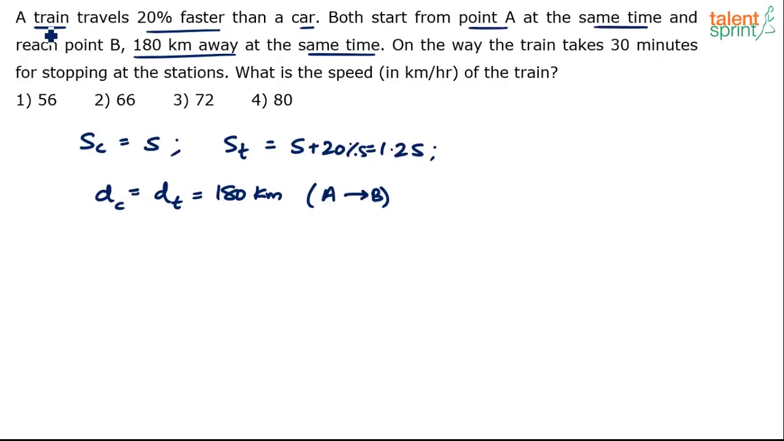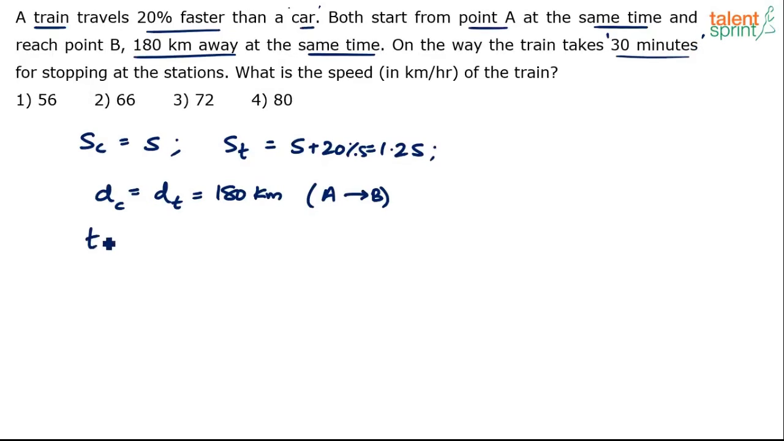Because one body's speed is more than the other body. But then if you see, on the way, the train takes 30 minutes for stopping at the stations. So, which means the car did not stop anywhere. The car was running non-stop, but the train stopped at stations and it took 30 minutes for stopping. So this has to be factored in.